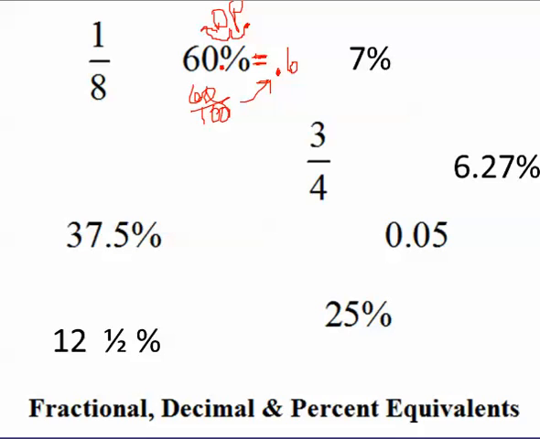Hope that makes sense. How about 7%? Its decimal is here, and when you try to move it twice, there's nothing there, right? So you have to put in a 0. It becomes 0.07. So 7% is like 7 pennies. 7% of a dollar is 7 cents.